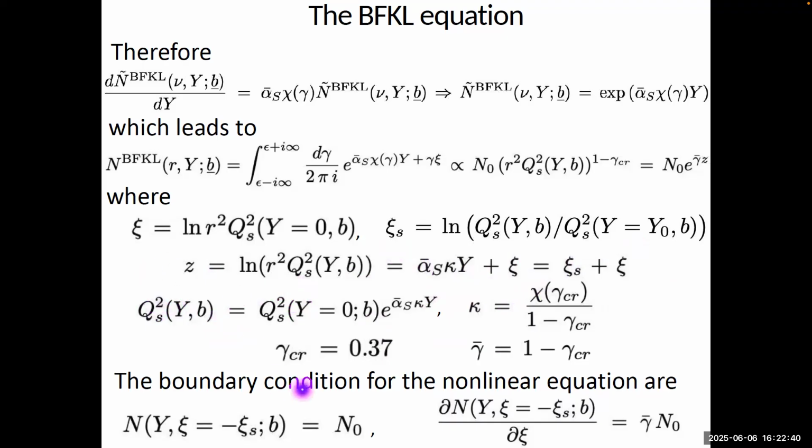And with all this calculation, we see that the boundary condition for the nonlinear equation, in this case of an electron colliding with a proton, takes this form. It needs to be equal to N0 at psi equal to minus psi_s, and this is the condition for the derivative.